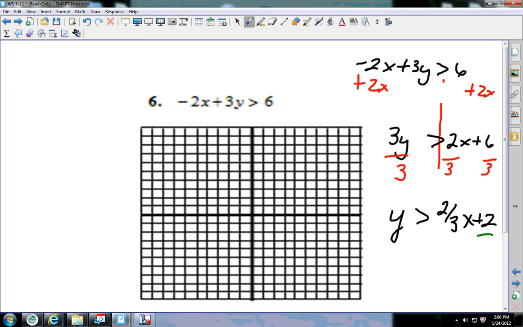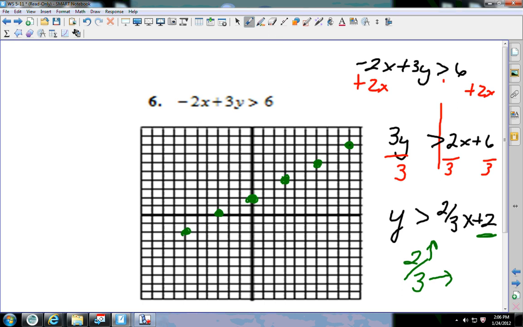I'm going to start with my y-intercept at plus 2 and put a dot. The slope is 2/3. It's positive. It tells me to go up 2, to the right 3. So I'm going to go up 2 to the right 1, 2, 3. Up 2 to the right 1, 2, 3. Up 2 to the right 1, 2, 3. I'm also going to go backwards. Down 2 to the left 1, 2, 3. Down 2 to the left 1, 2, 3.